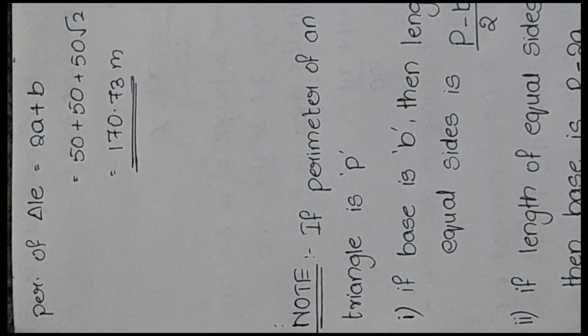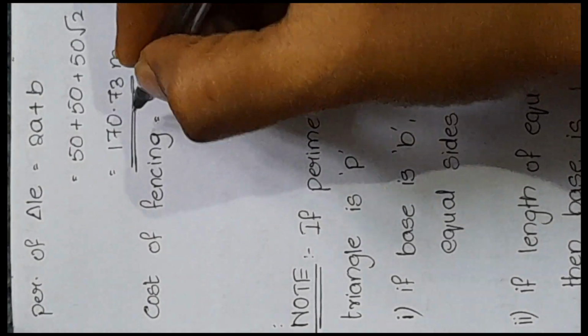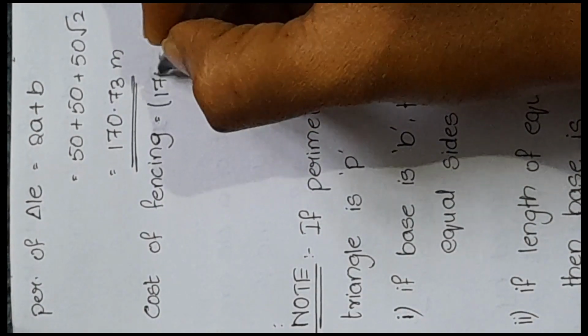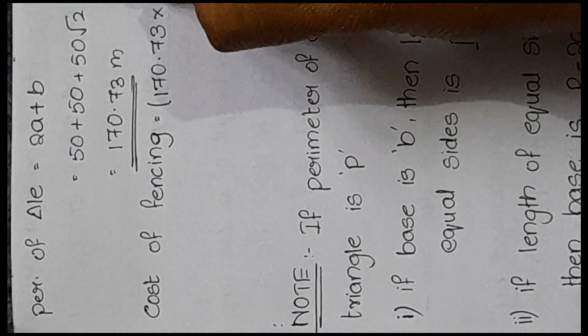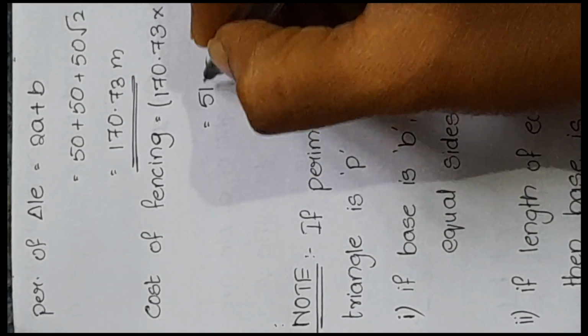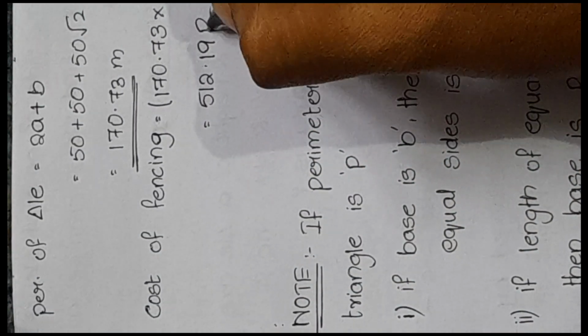Now we should find the cost of fencing. For 1 meter it costs 3 rupees. So for 170.73 meters into 3 we get 512.19 rupees as the cost of fencing.